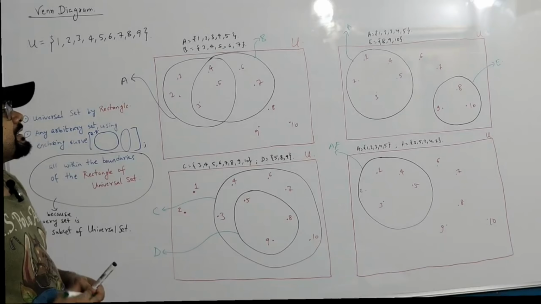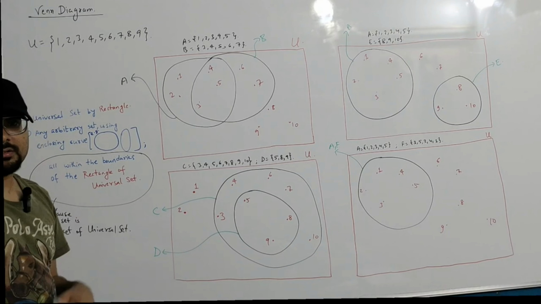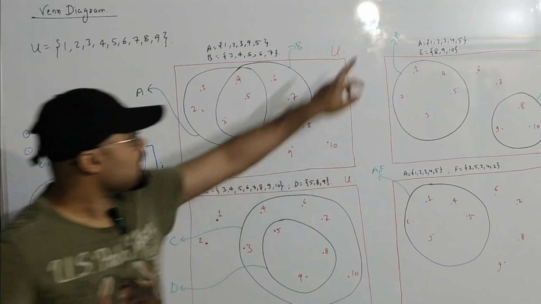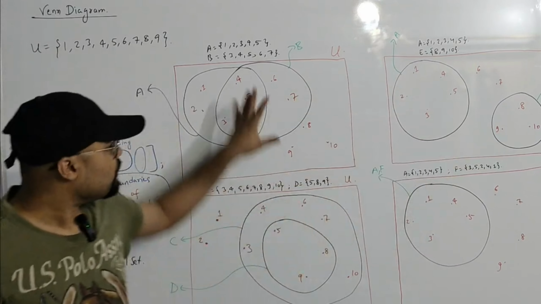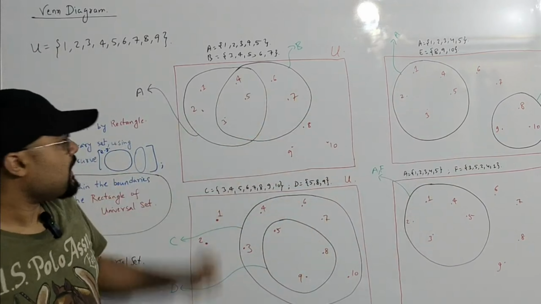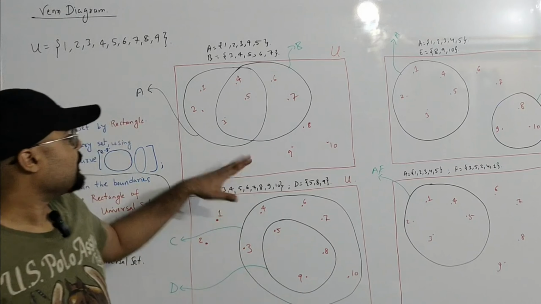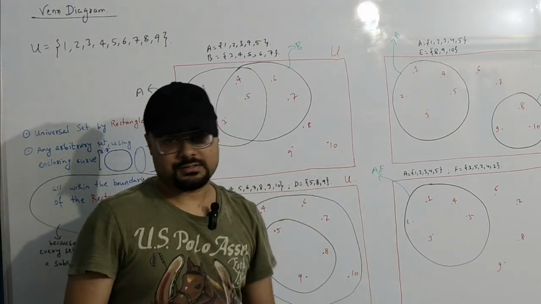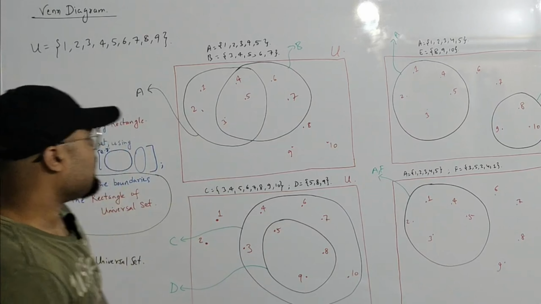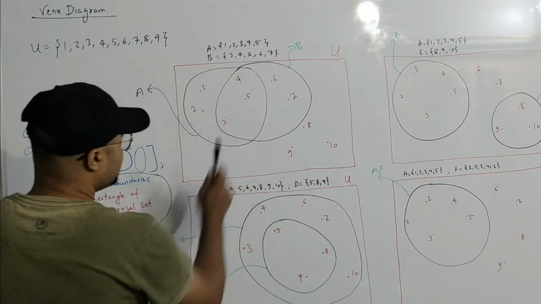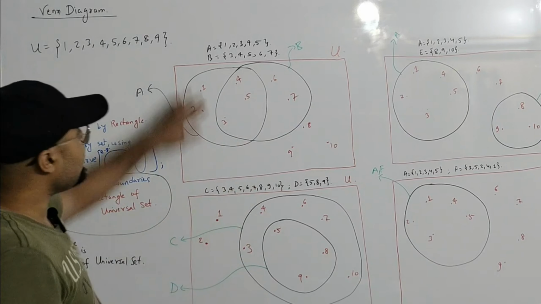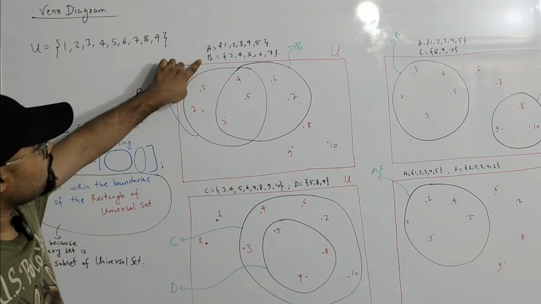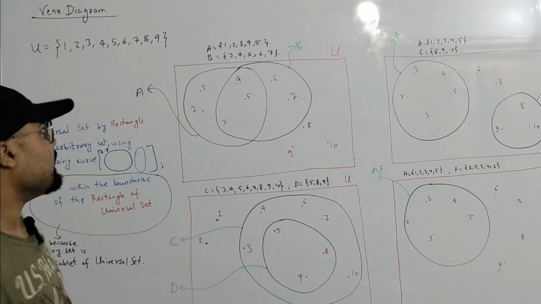So I have taken 4 cases of 2 different sets. You can draw all of the sets A, B, C, D, E, F in one diagram also, but it would become very messy. That's why I have taken 4 cases separately. And in these cases, if you look at this, neither A is a subset of B, nor B is a subset of A.